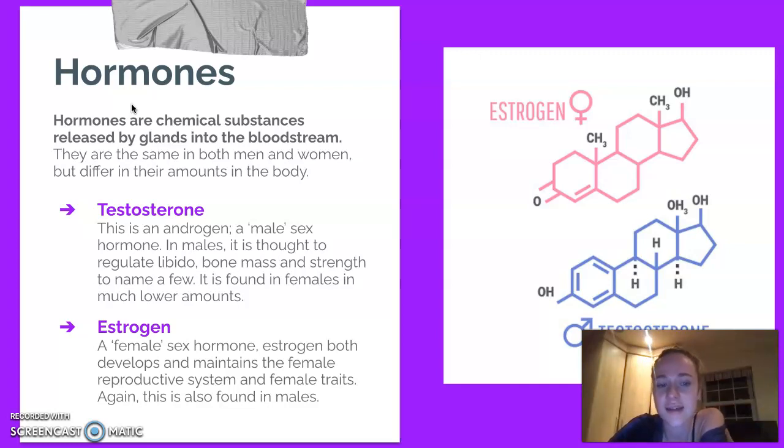So estrogen is the female sex hormone, and said again, it both develops and maintains in the males and females. However, estrogen in females develops and maintains the female reproductive system and female traits. And on the right, we have estrogen and testosterone as their chemical formula diagrams. So you can see that they are actually composed chemically differently as well.